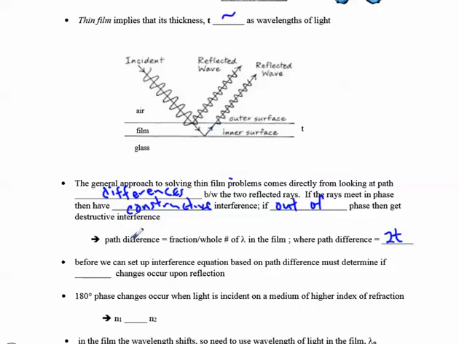Before we can go any further, we have to determine something that happens at the interfaces themselves, and those are phase changes. That requires a little bit more discussion.